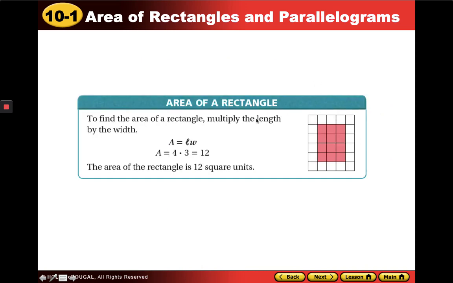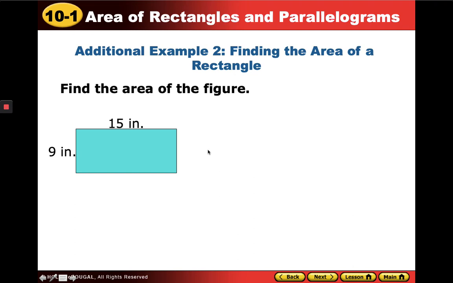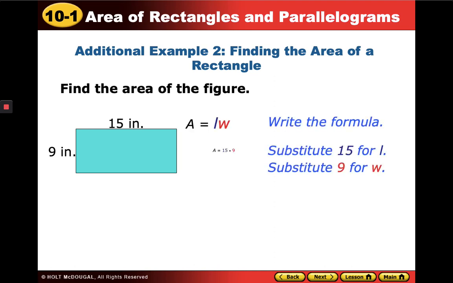All right, area of a rectangle. This should be reviewed. To find the area of a rectangle, you multiply the length by the width. Here's the formula. A for the area equals L times W. So on this one, that side is 4 and that side's 3, so the area is 12. 4 times 3. You can count them up and you get 12. So on this one, it's just 9 times 15. Use a calculator. It will make your life easier. Just put 9 times 15 in the calculator, or do it on paper, and you get 135.